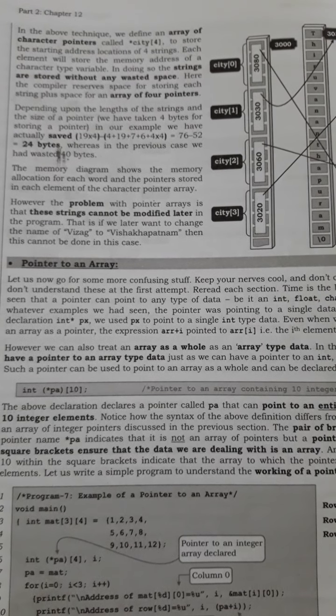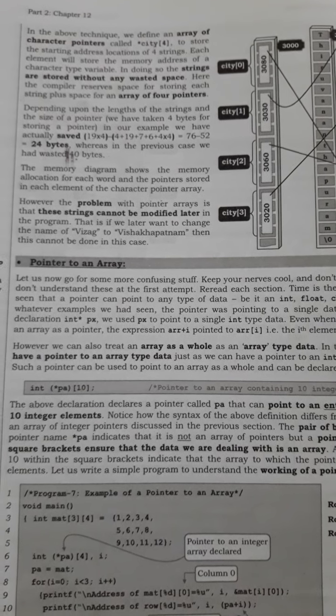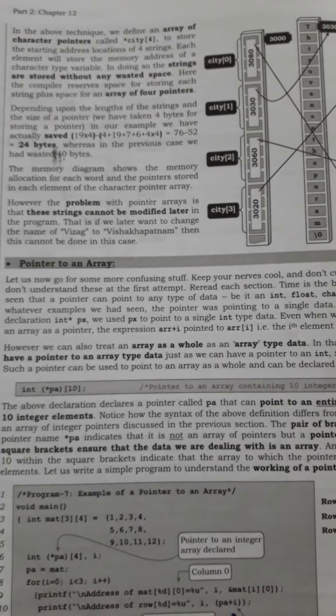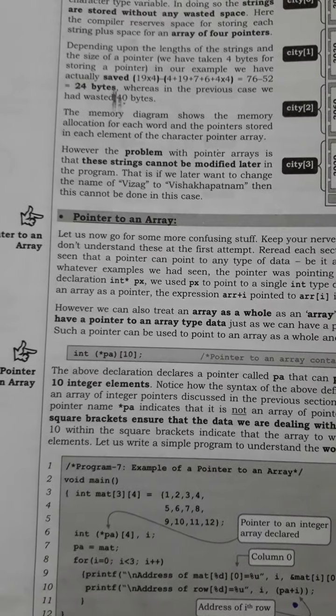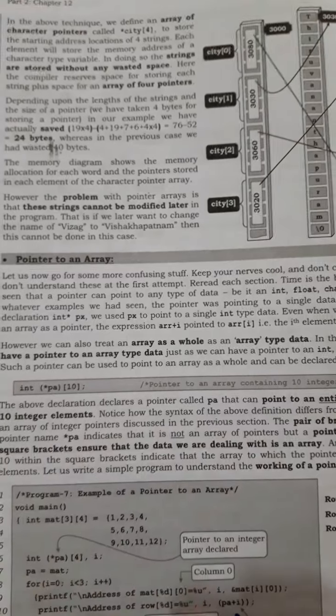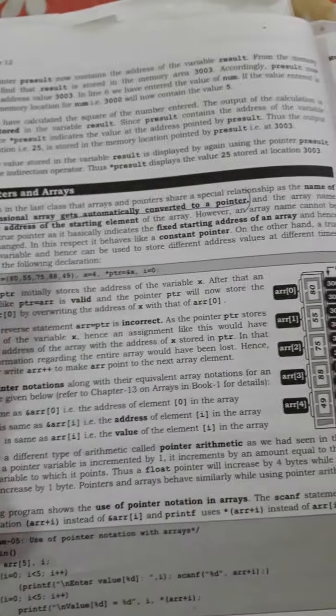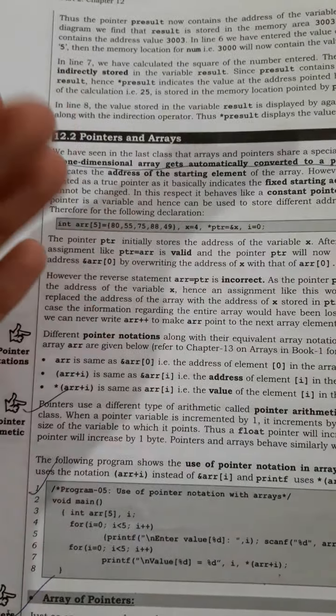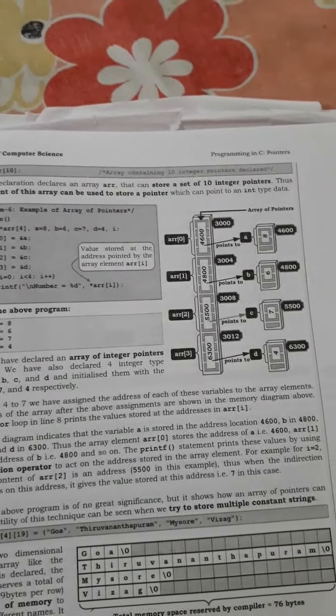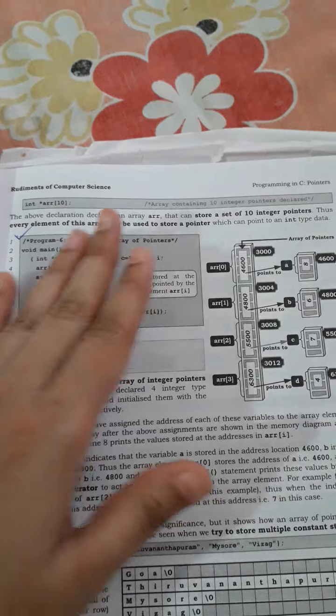Good afternoon, students. Today I am going to discuss the concept of pointers to an array. I have already discussed how we can represent an array in a pointer. In the previous chapter you saw how we can represent an array element using a pointer. This is an array of pointers, that is, an array holding different types of pointers, such as integer, float, or character pointers. Okay, it is an array of pointers.